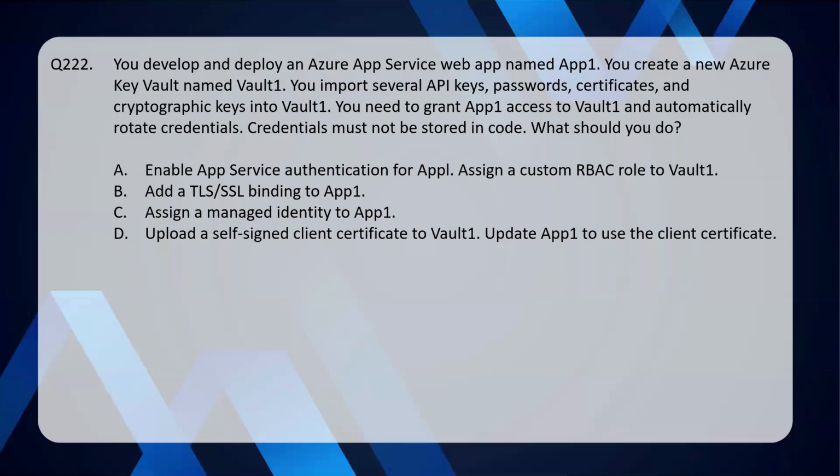Now, folks, option A uses app service authentication, which is for user authentication, not service to Key Vault access. Adding a TLS/SSL binding to App1 is for HTTPS traffic, not secret access or rotation. Assigning a managed identity to App1 allows it to authenticate to Azure Key Vault without credentials and automatically handles credential rotation. Uploading a self-signed client certificate and using it in code violates the requirement that credentials must not be stored in code and does not support seamless rotation as well.